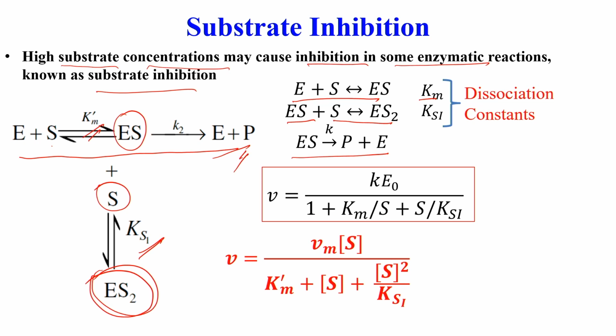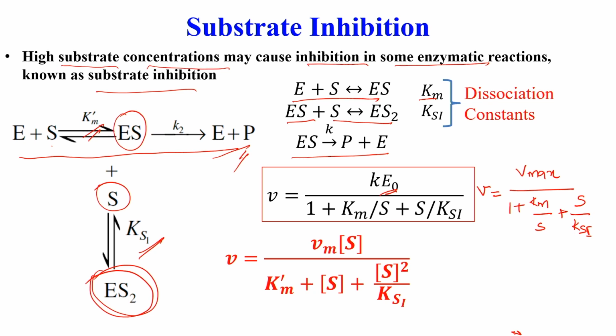Similar to the other inhibitions, we should be able to write the rate equation for this as well. So, this will be V is Vmax, and Vmax is K catalytic into E naught, divided by 1 plus the Michaelis-Menten dissociation constant divided by S plus S upon the dissociation constant of substrate inhibition.